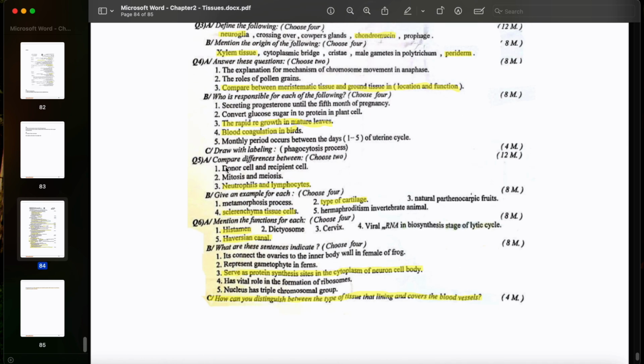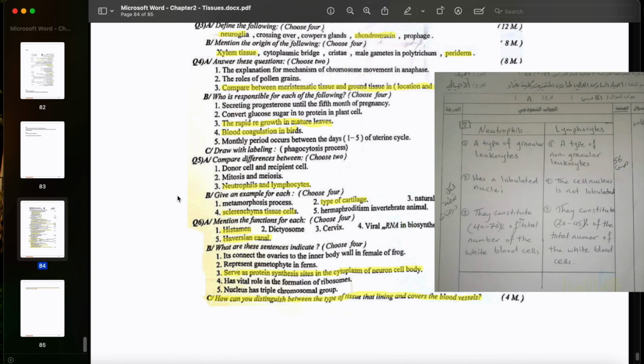And in question 5, they're telling you to compare between the neutrophils and lymphocytes. This is a cool question in my opinion, because we're just going to mention simply that neutrophils are a type of granular leukocyte. So where do they belong to? What is the group of the classification here? So they're granular, but lymphocytes are non-granular or agranular.